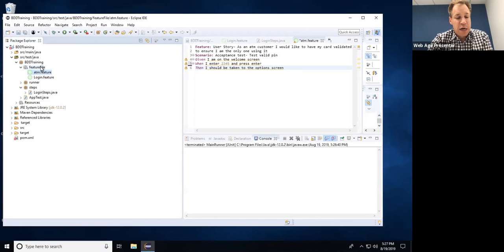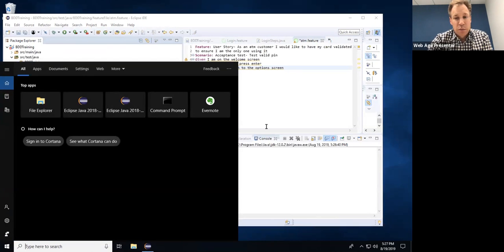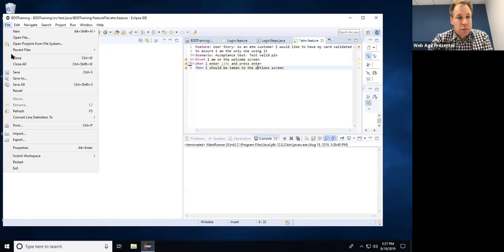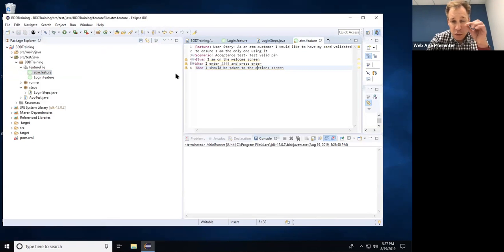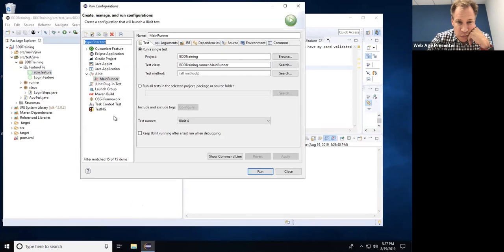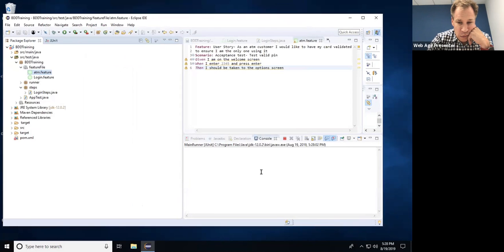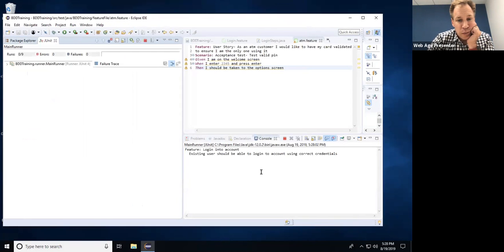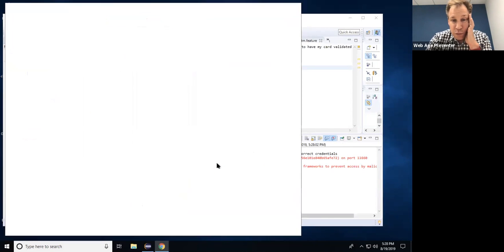You shouldn't have to save the file. But I did, I'll do it, oops. It should generate the code automatically. What am I doing wrong here? All right, it's working.